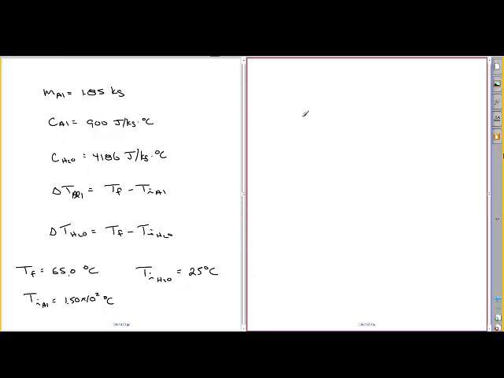And my paste thing's still not showing up. Okay, well, we'll just write it out. 0 equals mass of the aluminum, specific heat of the aluminum, T final minus T initial of the aluminum, minus mass of the water, specific heat of the water, T final minus T initial of the water.